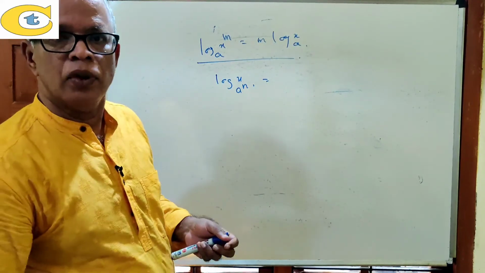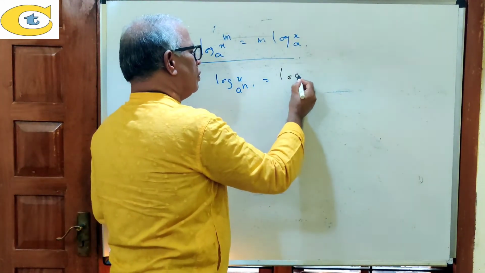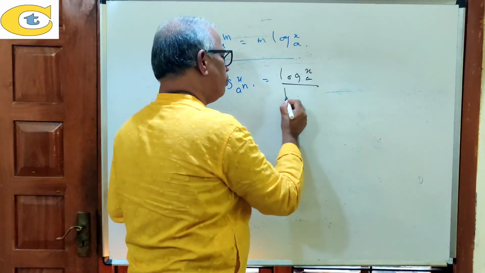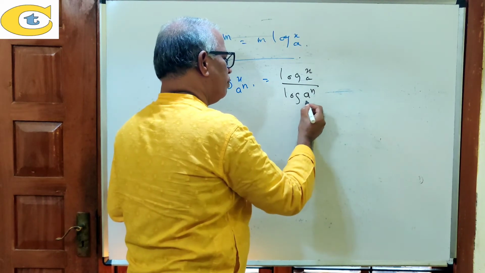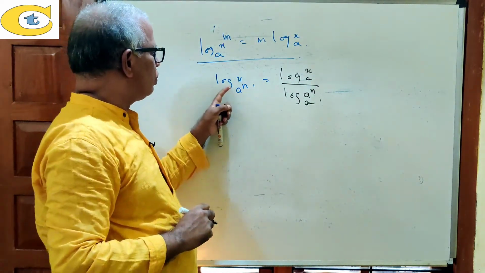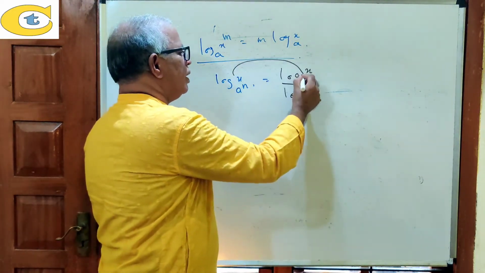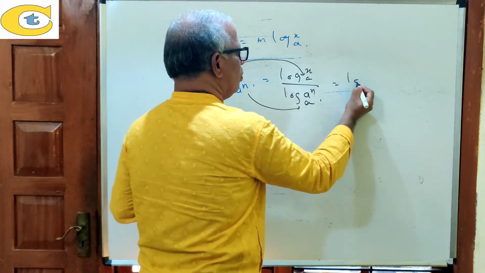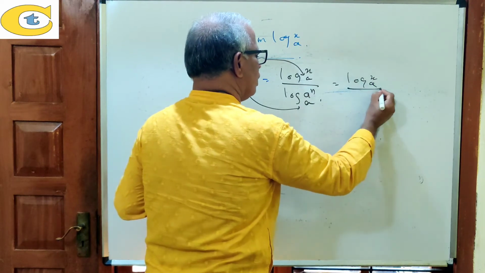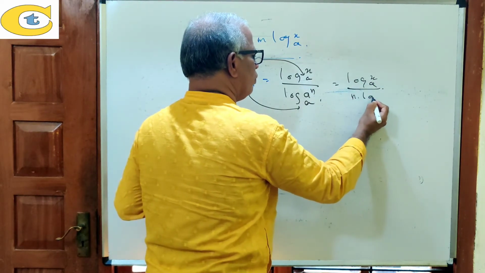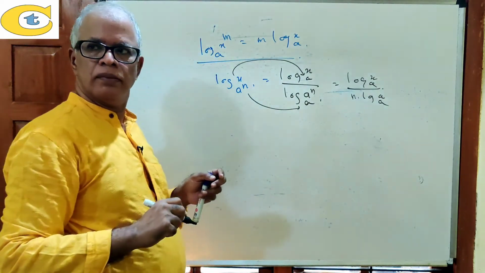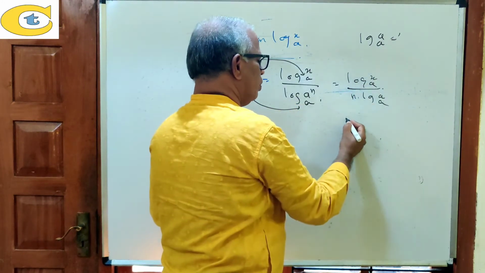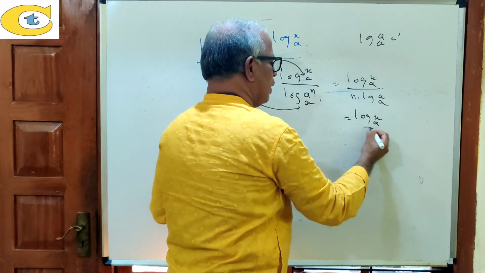Listen, logarithm of x to the base a. Next is logarithm of a raised to n to the base a. Both sides took logarithm to the base a. This is a, this is also a. Now you see, apply the power rule here. Logarithm of x to the base a divided by n into logarithm of a to the base a. Right? So what is logarithm of a to the base a? It is equal to 1. We have seen it. So logarithm of x to the base a by n.